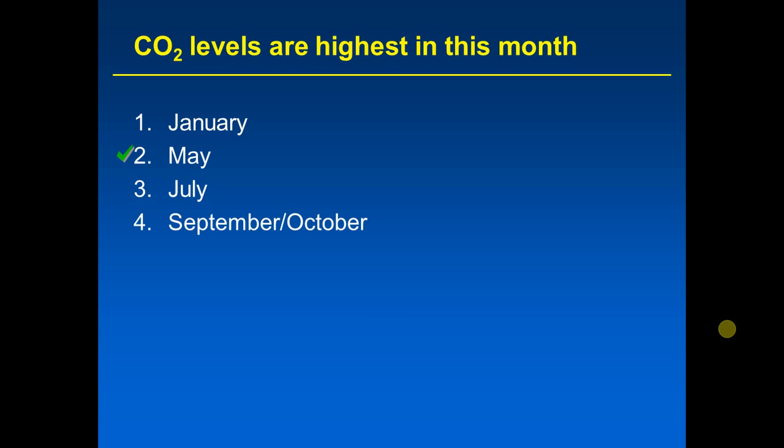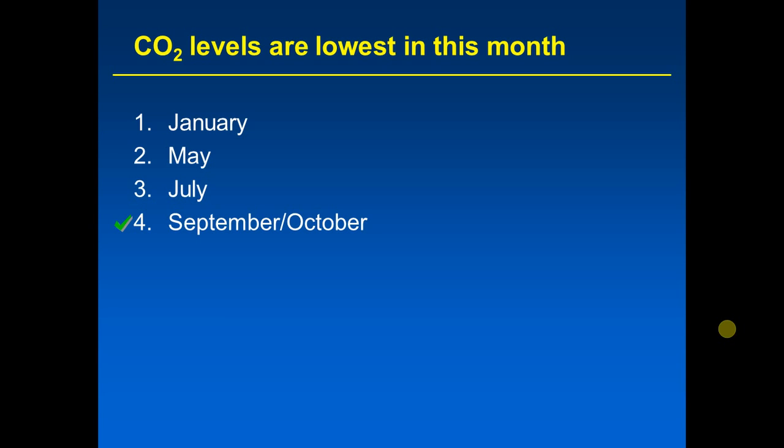Second question here. Carbon dioxide levels are lowest in this month, specifically the question, that's more of a statement. The question would be, in what month are carbon dioxide levels or concentrations lowest over the course of a year? January, May, July, or September/October? And the answer, if you've been following along, you'll be able to understand: September or October.